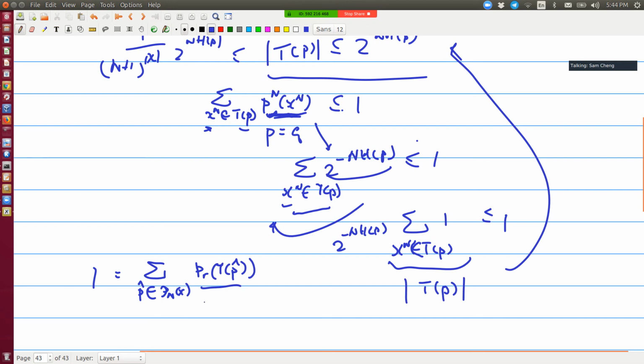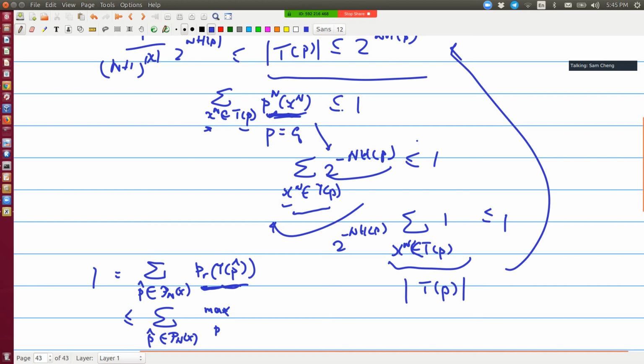Now I can find the maximum of all the types, right? It should be equal to 1 because I'm counting all the probability. This is the probability that I pull out a sequence belonging to type P hat, and then I'm counting all the possibilities here. If you belong to one type, you cannot belong to another type, so this is exclusive, right? So you sum up all the probabilities, it should be just equal to 1.